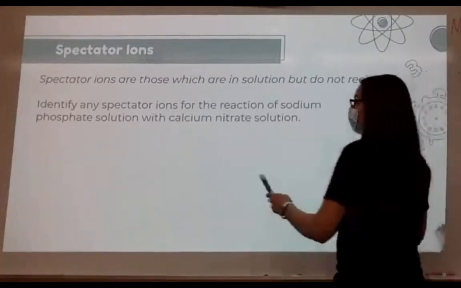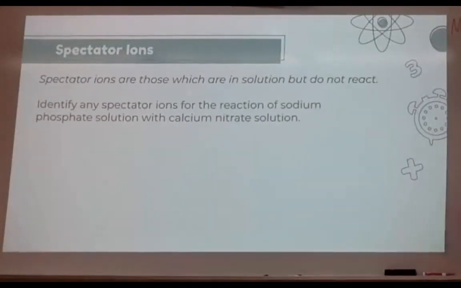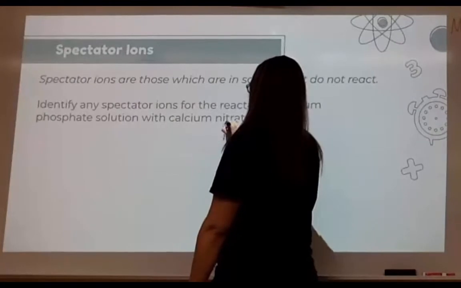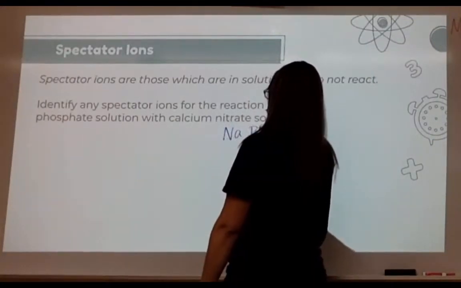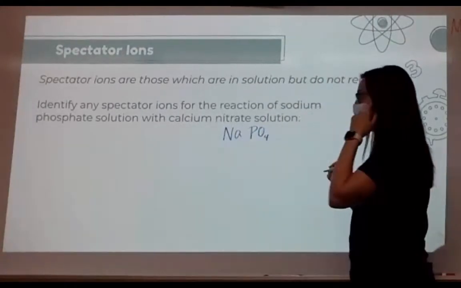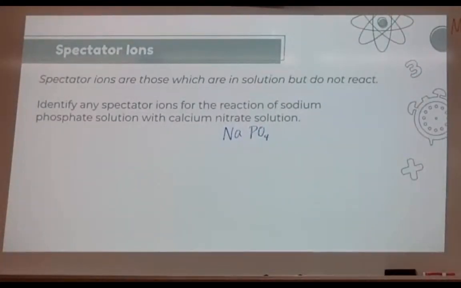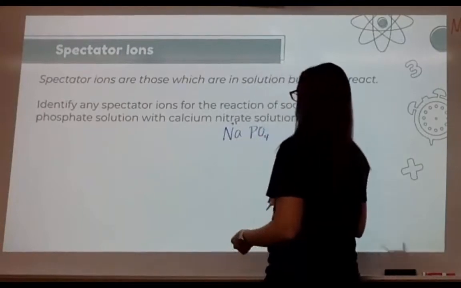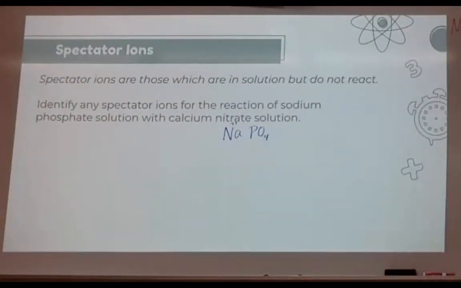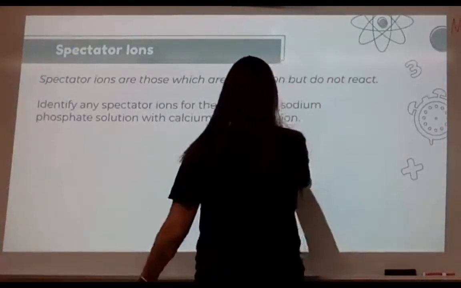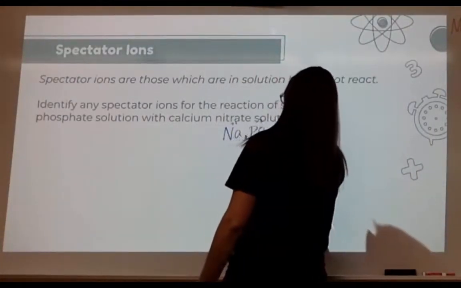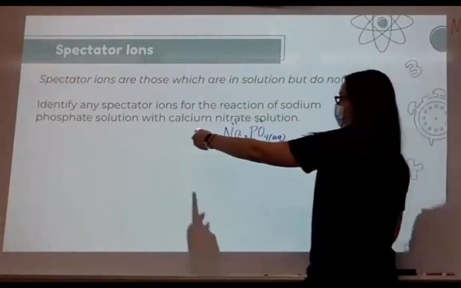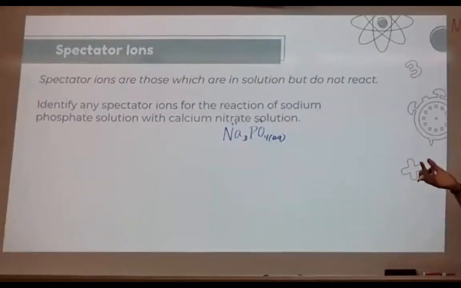All right, so you can start by taking words and going to symbols. So sodium phosphate: sodium is Na, phosphate is PO4, but remember when you write a new compound, when you write the formula, you have to take into account charges. Sodium carries a plus one charge. What charge does phosphate carry? Minus three. So sodium phosphate is Na3PO4. And the reason I know it's aqueous is because it says solution. It tells us.